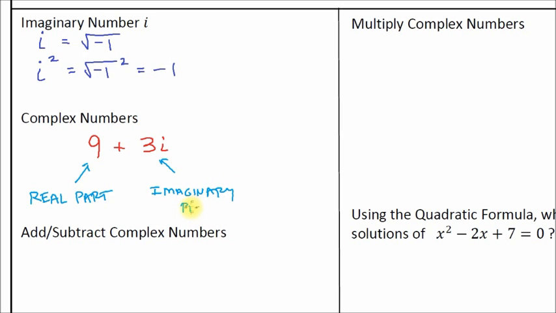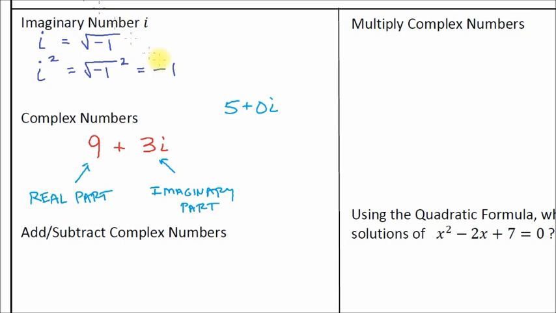Now, technically, class, we could write every number as a complex number. Just an example, if I want to write the number 5, I could just write 5 plus 0i. Well, 0 times i is 0, and that just changes to 5. The imaginary part goes away, and the 5 stays there. So even regular numbers, we can write them as complex numbers. All we add is 0 times i.